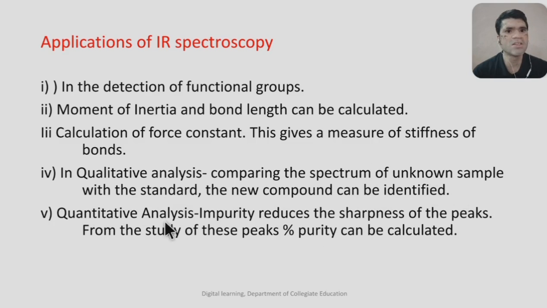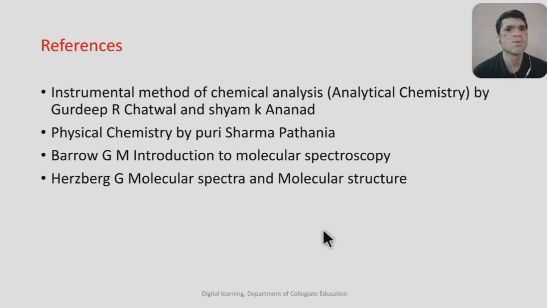For quantitative analysis, impurity reduces the sharpness of the peak. So from the study of this peak, percentage purity can be calculated. So these are some of the applications of IR spectroscopy: detection of functional groups, detection of moment of inertia and bond length, calculation of force constant, and qualitative and quantitative analysis.